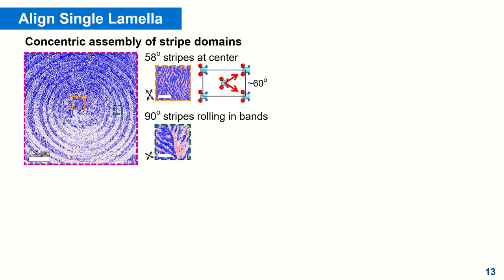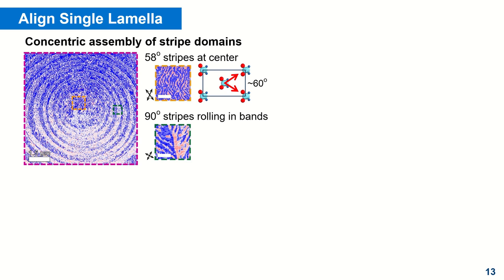If we look closer into a circle, we found that we have a banded structure in a concentric pattern surrounding the circle in the center, and they are all filled with stripe domains. In the center is just some normal stripe that can be expected from the crystal lattice of the polymer.